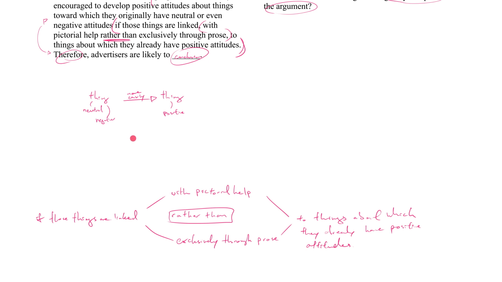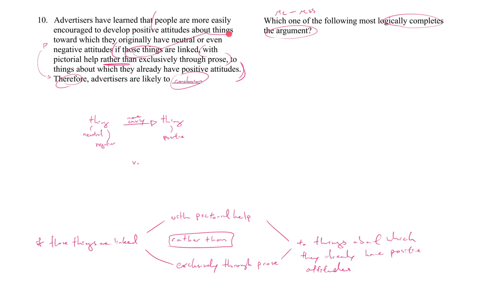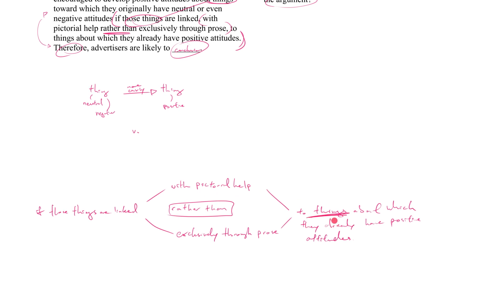That's the comparison over here where in one world, we're taking those things, and there's referential phrasing going on, of course, right? "Those things" refers to what things? The things toward which they originally have neutral or even negative attitudes. Right, that's the things that we're talking about. What are we doing with those things? We're linking those things towards which people are initially indifferent or even negative about. We're taking those things and we're linking those things through pictures on the one hand to some other things, right? What other things? Well, here's the descriptor of those other things. The other things are things about which the people already have positive attitudes, right?